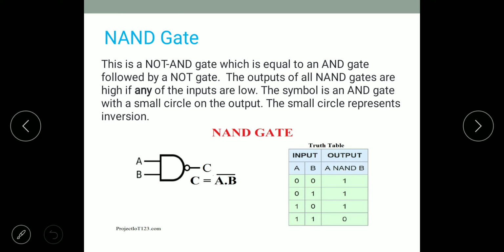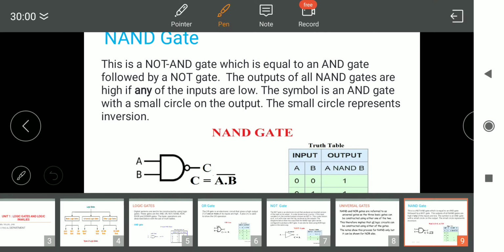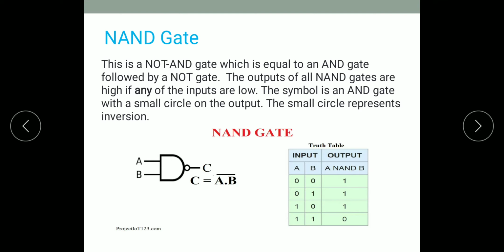What is the small circle? Here it is shown that the symbol is an AND gate. If we see this bubble or small circle on the output, and if we remove that, then it looks like an AND gate. If I draw here, this is the AND gate.